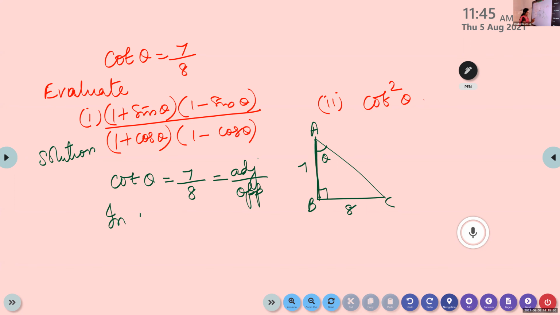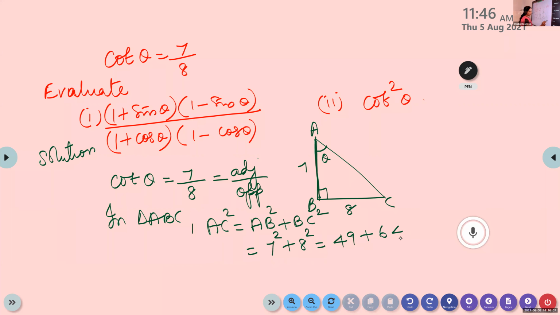In right angle triangle ABC, what is AC square? By Pythagoras theorem, AC square is AB square plus BC square, which is 7 square plus 8 square. 49 plus 64 is 113. Therefore, AC is equal to root of 113. So we will be getting numbers with root also; don't expect full numbers all the time.